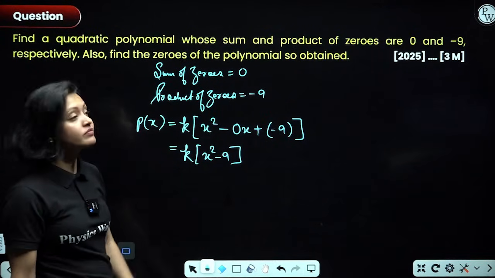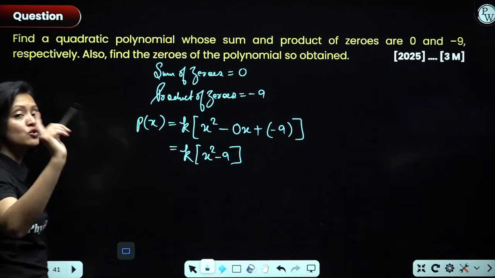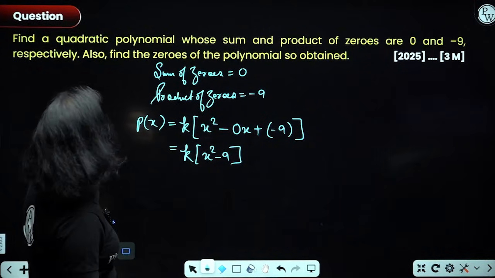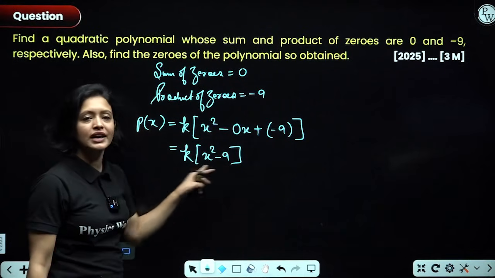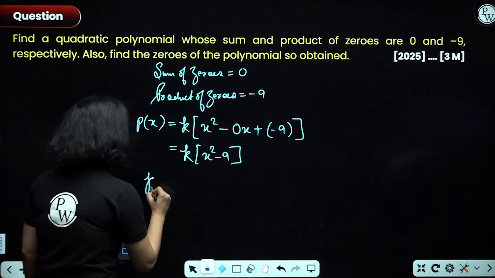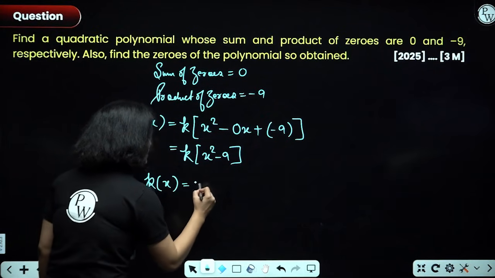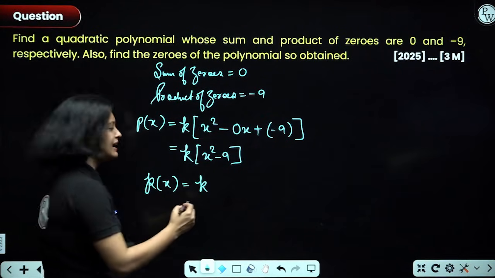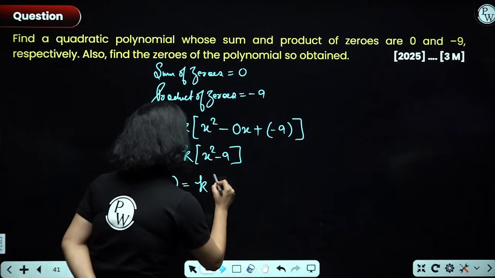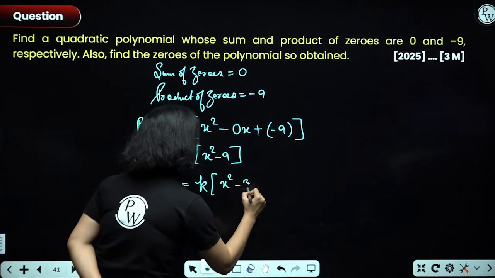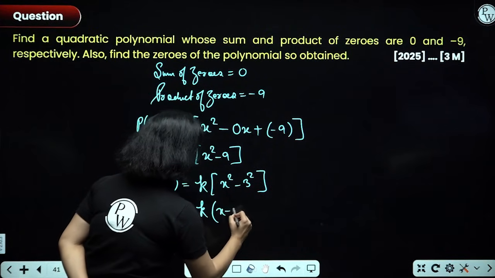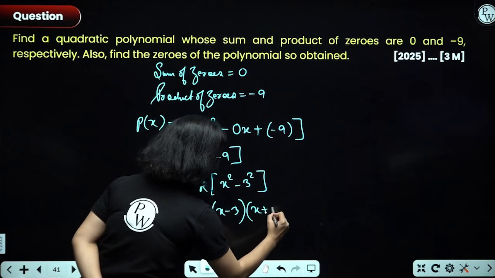Now, second part of the question, please don't miss the second part of the question. They are asking us to find the zeros of the polynomial so obtained. So we have to find the zeros of k x square minus 9. I think that's pretty easy, guys. Can you not figure it out? So let's just factorize it. x square minus 9, so a square minus b square, a minus b, a plus b, right? So let me write this down. x square minus 3 square, right? So we can factorize it as k times x minus 3, x plus 3, right?